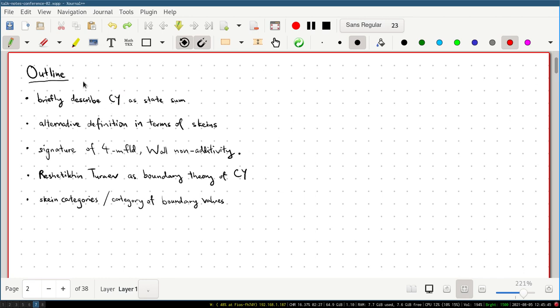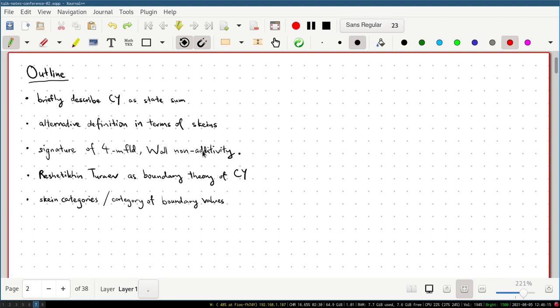So here's a brief outline of my talk today. I'll first briefly describe Kreyniota as a state sum and as an extended TQFT, and I'll give an alternative definition in terms of skeins. I will discuss how the signature arises, and since we are dealing with four manifolds with corners, we have to take into account the non-additivity of signatures.